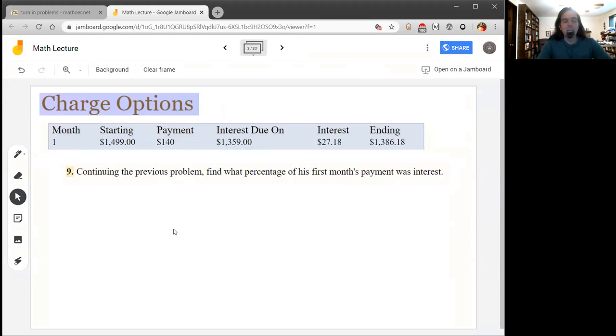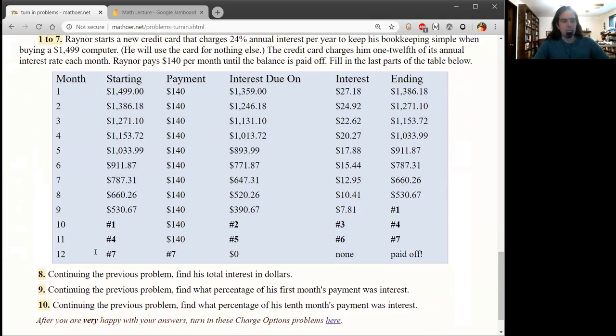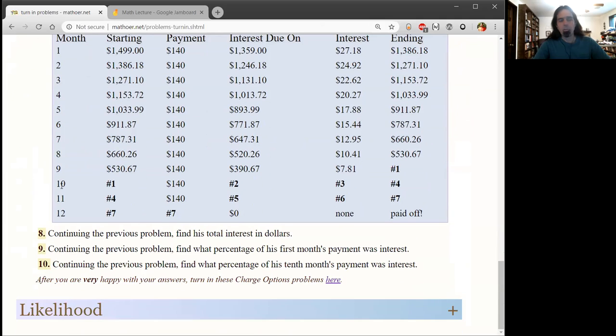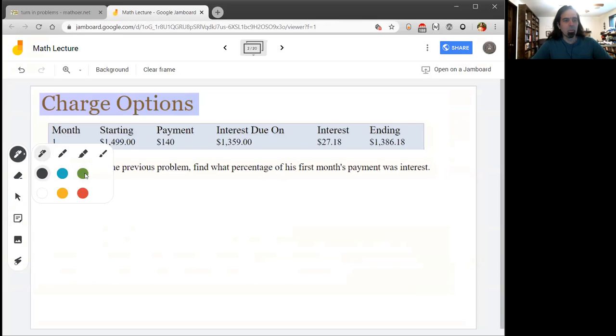We don't need to find any of the numbers because it gave them to us. Number 10 is just the same, but it asks you to do it with his 10th month using the numbers that you found earlier. But you can do this one without having to do that earlier preparation. So what percentage of the first month's payment was interest? So we have a few numbers.